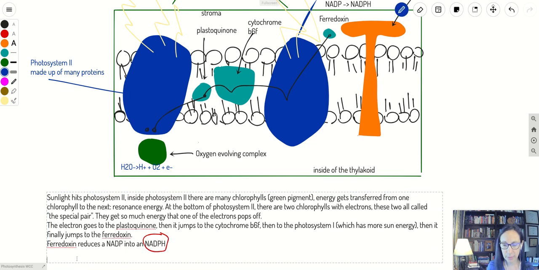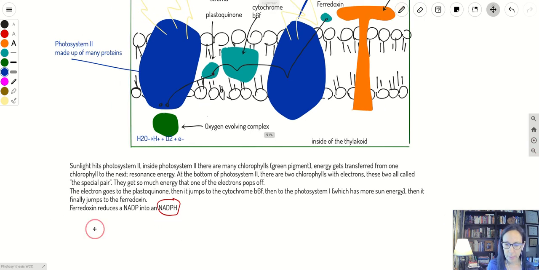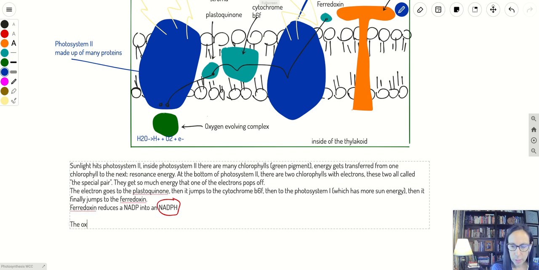I'm going to write that down over here at the bottom. Let me scoot up a little so we can see what's happening. So the oxygen evolving complex is breaking apart water, and this is really remarkable. Water is a very, very stable molecule, and it is very hard to rip apart. But the oxygen evolving complex does that.